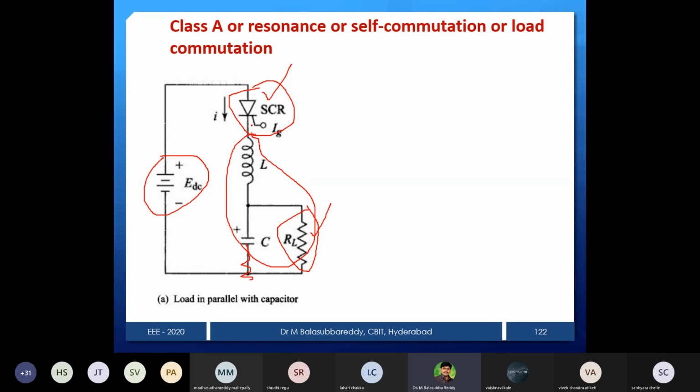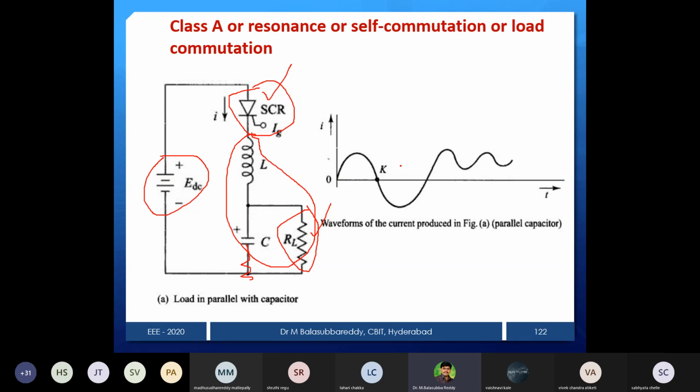While selecting the RLC components so that the circuit is underdamped, R is less than or equal to root of 4L by C. So you have to select the components to be underdamped in nature. Now, once the supply is given and the thyristor is conducting, what will happen? The current will gradually rise to the maximum and then decrease to zero.